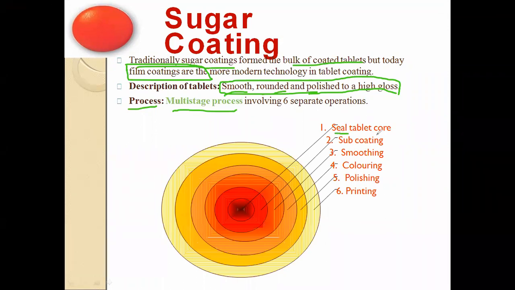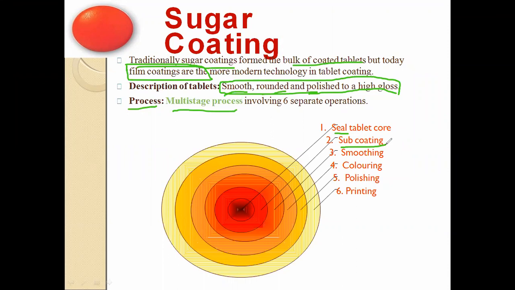firstly, the sealing step where we seal the tablet core. Then we have the second step, that is subcoating, where we apply the subcoating, which will give more weight to your product, and it will be acting as a substrate over there.